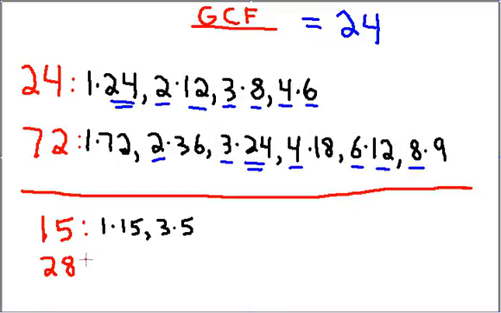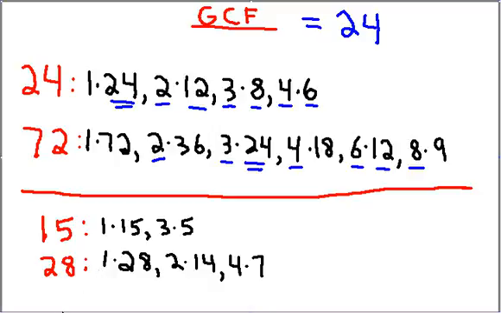And what about the number 28? Well, obviously you can always have the number 1 as a factor, so we'll start off with that. 1 times 28. 2 times 14 works. 3 is not a factor, but 4 is a factor. 4 times 7. And that's it. So the number 28 has 6 factors. The number 15 has 4.